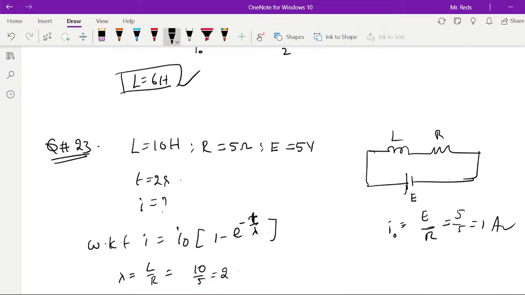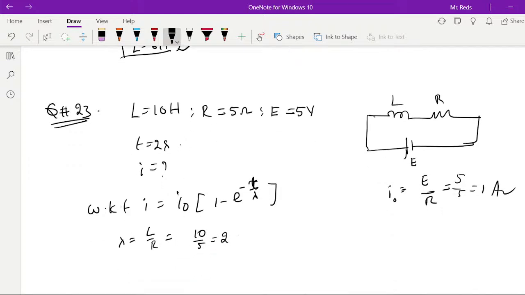So the question is, after 2 seconds, what is the current? I is equal to I naught, which I have already calculated as 1, into 1 minus e power minus, after how much time, 2 seconds, divided by the time constant, which is 2. The 2s cancel, so it becomes 1 into 1 minus e power minus 1, where e power minus 1 is 1 by e. That will be the value of current after 2 seconds.